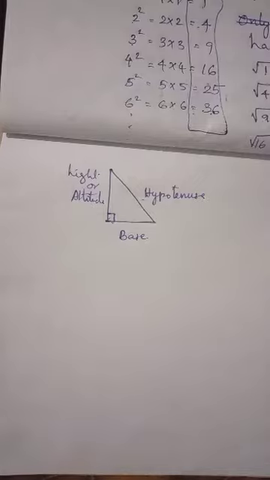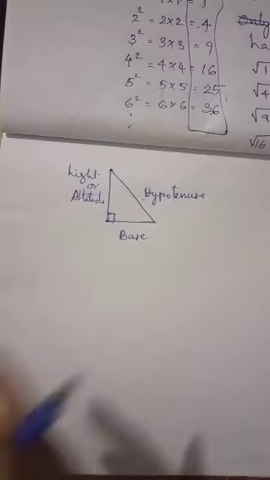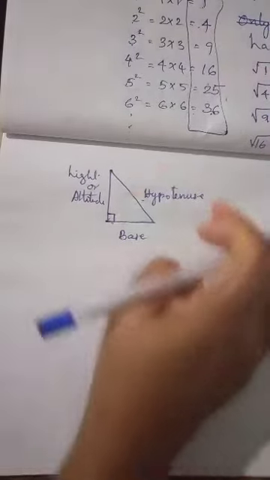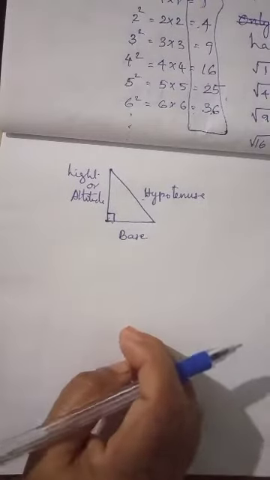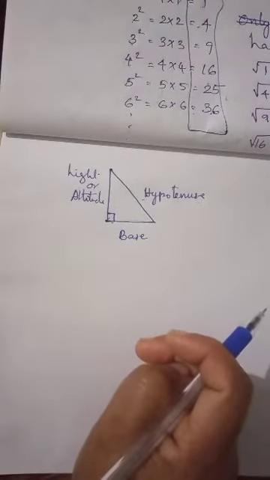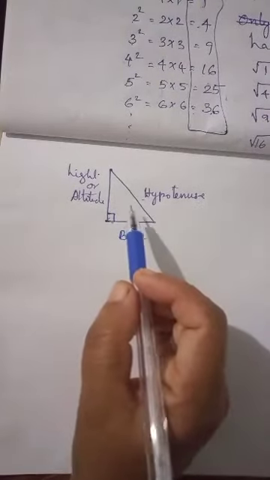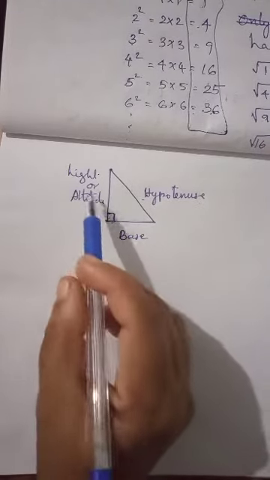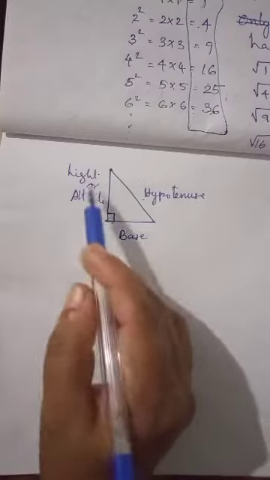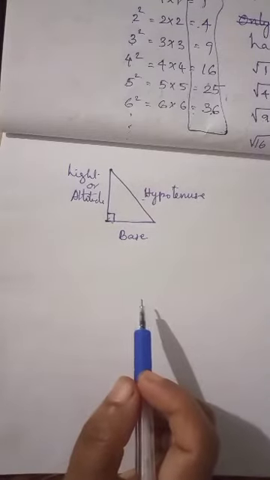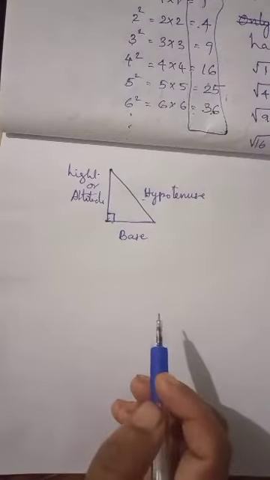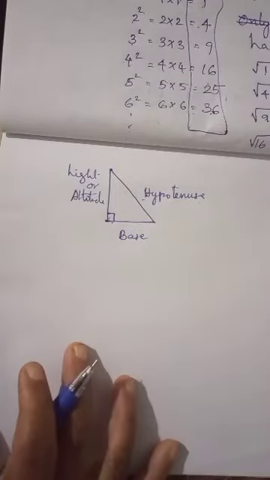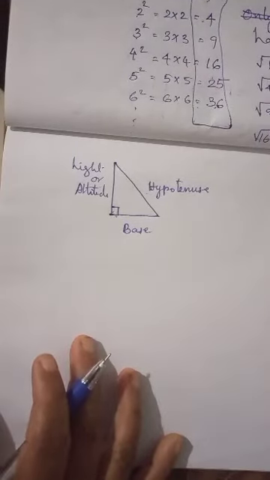So we have to do Pythagoras theorem in the right triangle only. We have to know this concept: longest side and hypotenuse, base, altitude. These words we have to be familiar with before studying Pythagoras theorem. Now we can introduce Pythagoras theorem.